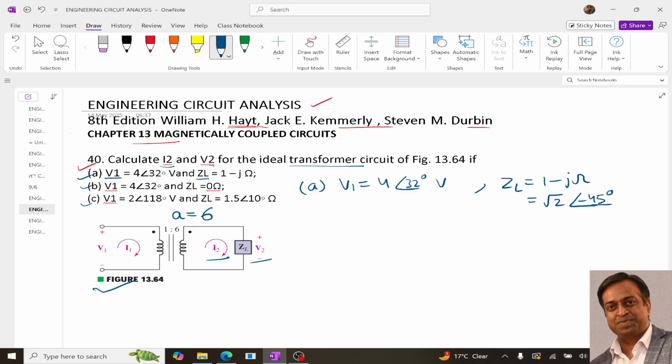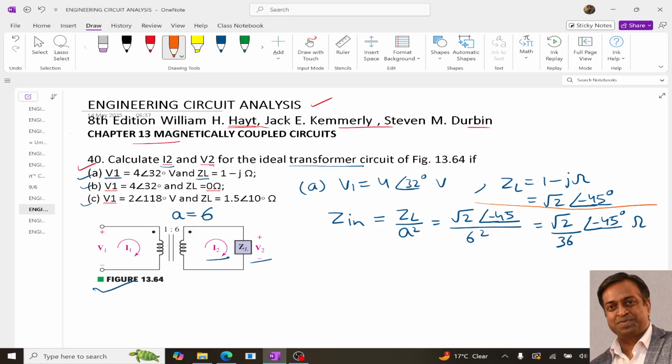Now there are two ways to solve this type of question. One is that we can determine Zn. The formula for Zn is ZL upon A square. Now ZL is root 2 angle minus 45 and A is 6, so it is divided by 6 square. So it is root 2 upon 36 angle minus 45 degrees, and since it is Zn, the unit will be ohms.